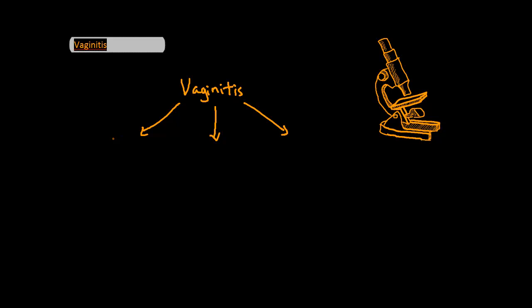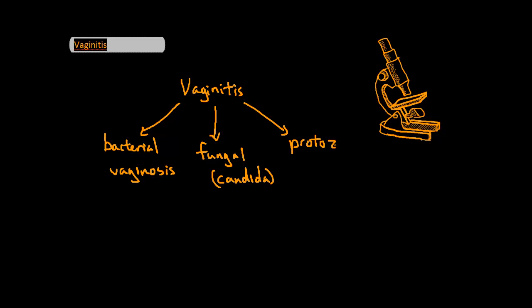There are three main causes of vaginitis: bacterial, which is vaginosis; fungal, which is Candida; and protozoal, which is Trichomonas. So three main causes only, not 300. So you can definitely master this by the end of the video.